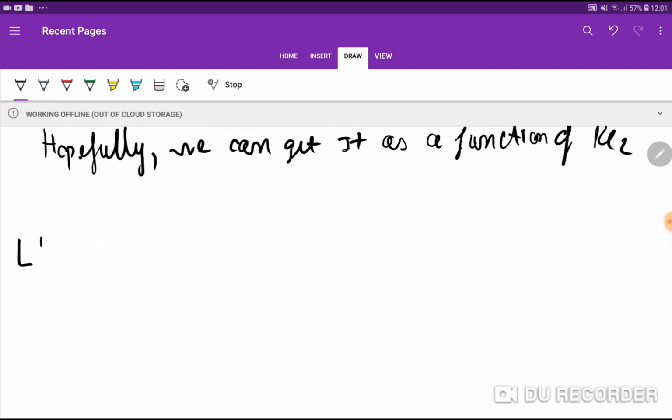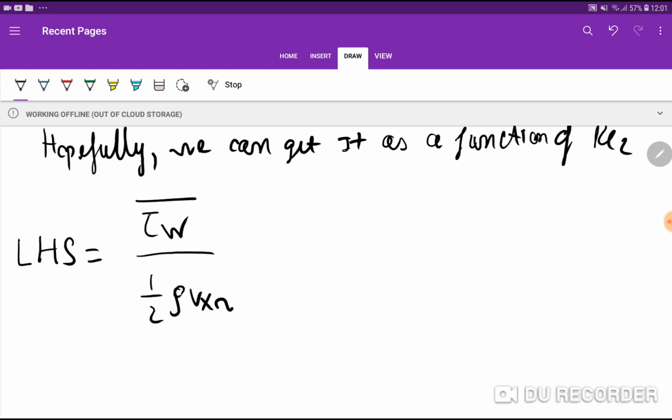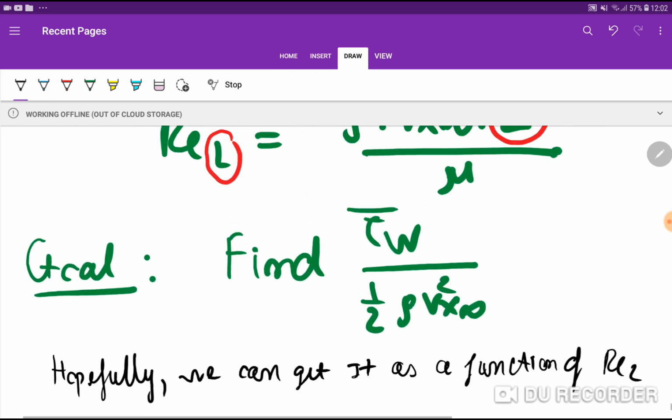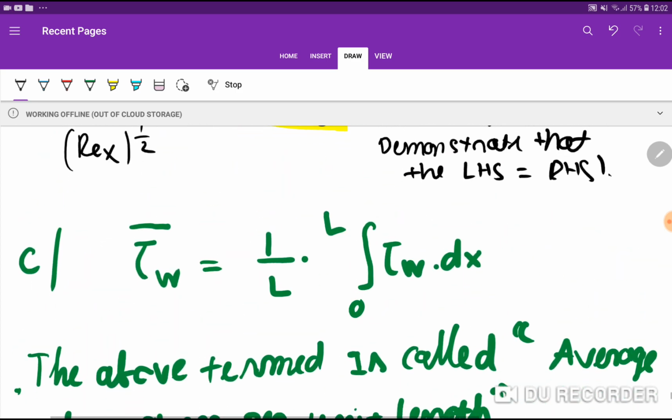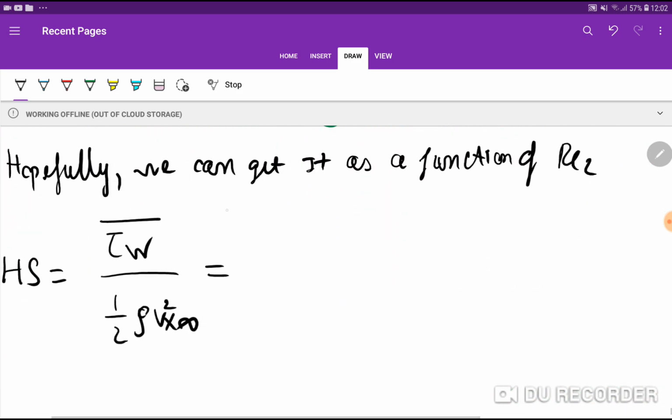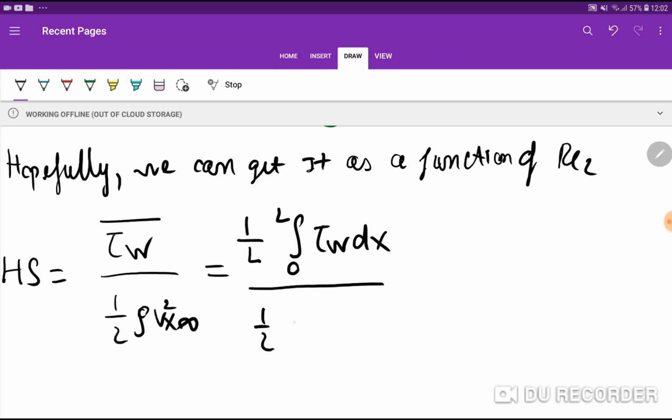So again, our left hand side is average shear stress over 1/2 rho Vx infinity square. Okay, I should put the square in the V. So what's the definition of average shear stress? It's given right here. 1 over L times integral from 0 to L of tau W dx over 1/2 rho Vx infinity square.